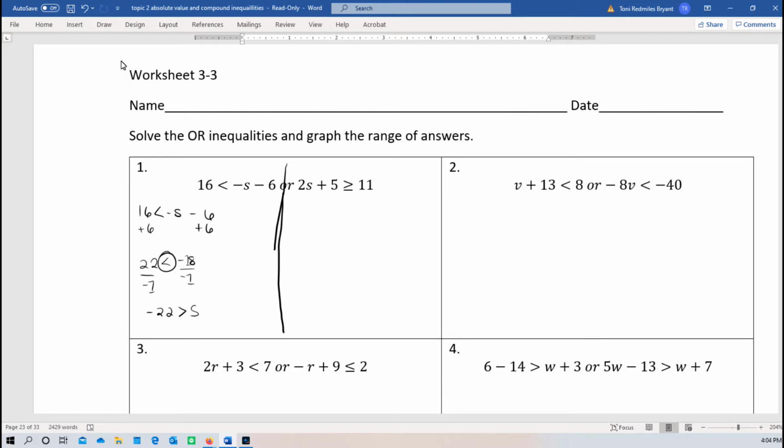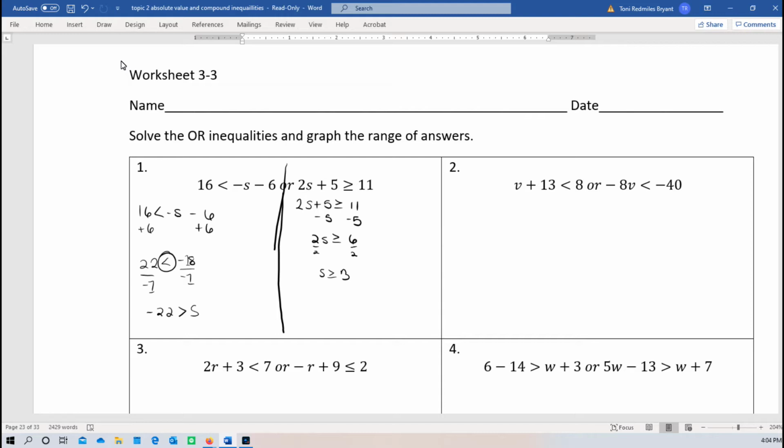Okay, now on the other side, we have 2s plus 5 is greater than or equal to 11. Got to subtract 5 from both sides, which is going to leave me with a 6 over here. Remember, we're just solving it like we would an equation if there was an equal sign there. Now I've got to divide out the 2, and s will be greater than or equal to 3.